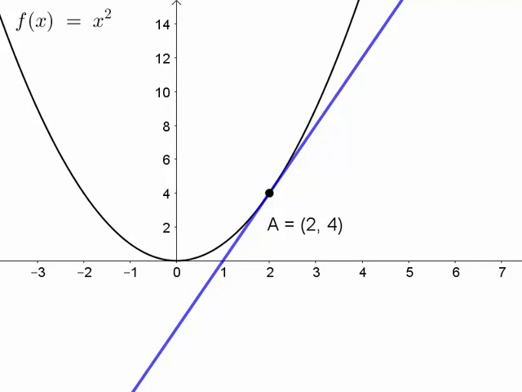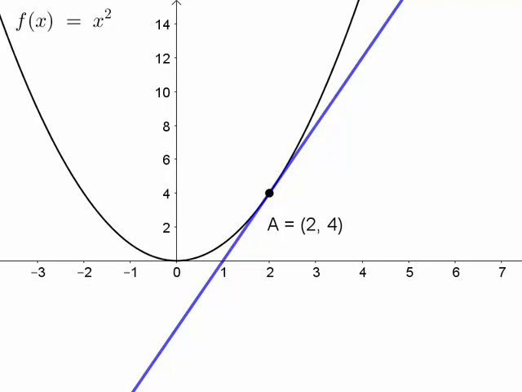I don't know anything about that tangent line except that it goes through that single point (2, 4). I don't know the coordinates of any other points on that tangent line, and I need at least two points to determine the slope of a line, but I only have that one point. So here's the very clever trick we'll play in calculus to find the tangent line, and specifically the slope of the tangent line.